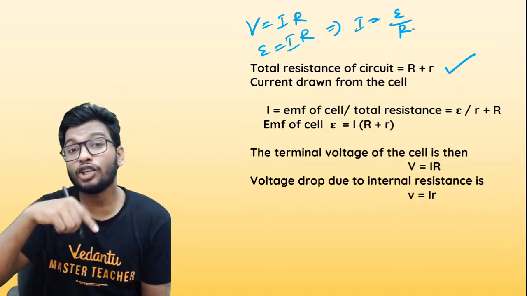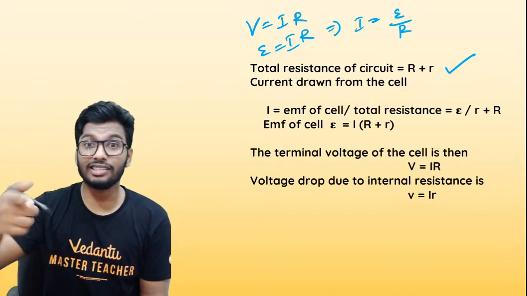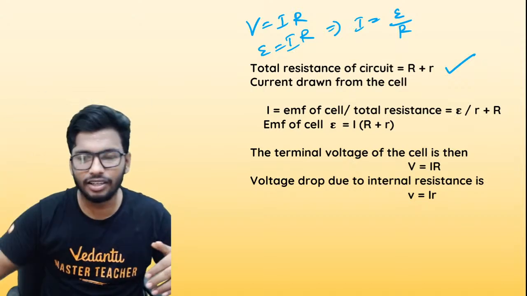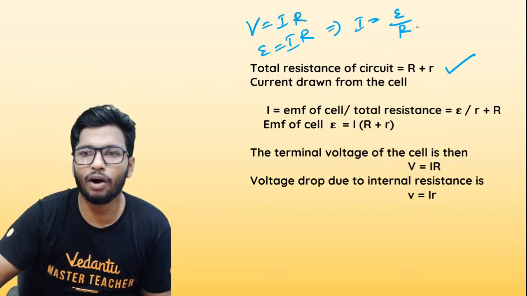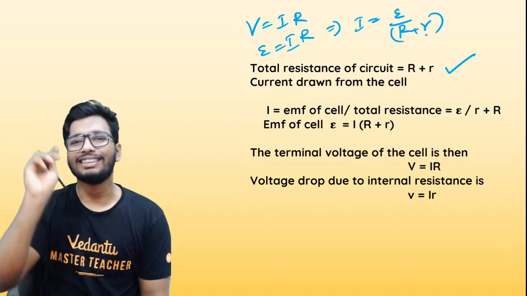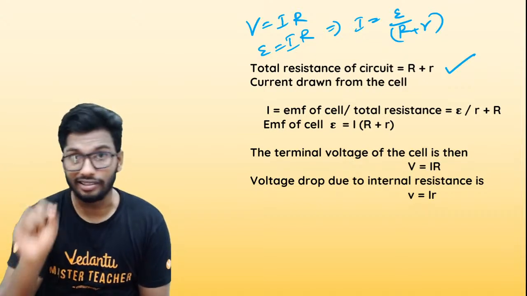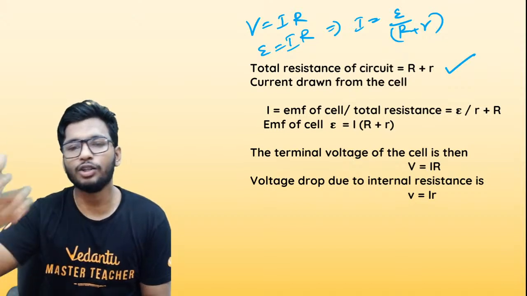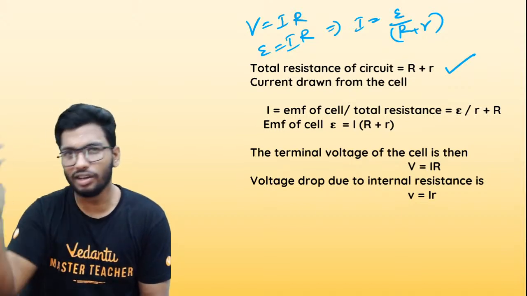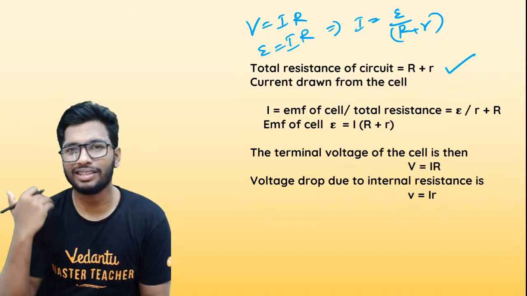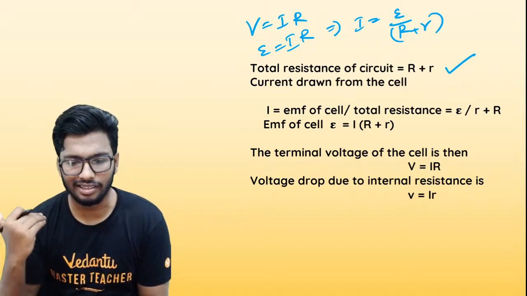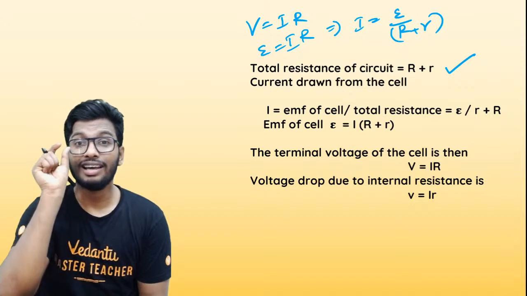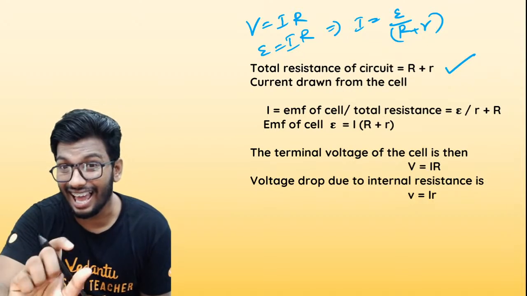Now here it is the total resistance, because EMF is the amount of work done to move a unit charge through the entire circuit, both inside as well as outside. So it'll be R plus r. EMF can also be written as I into R plus r, or you can write the total current flowing through it as EMF divided by the total resistance offered by the circuit, that is capital R, the resistance outside the cell, and small r, the resistance inside the cell as well.